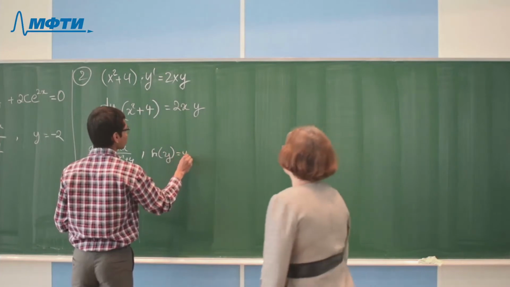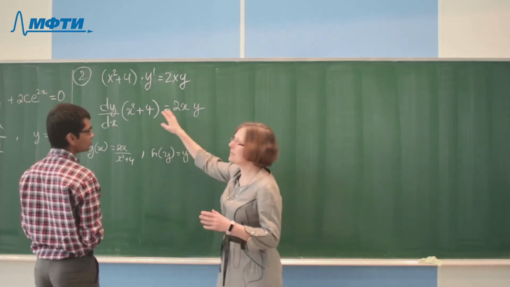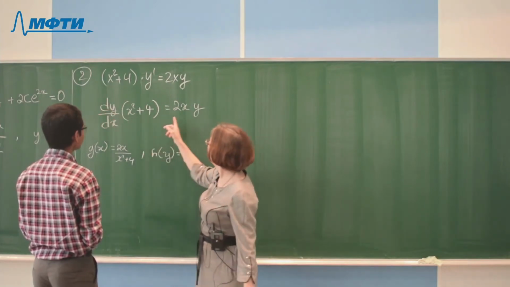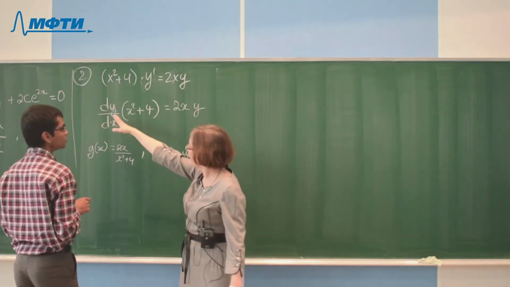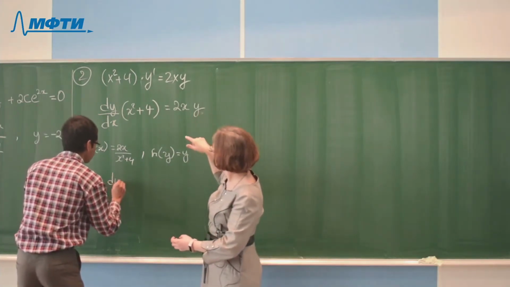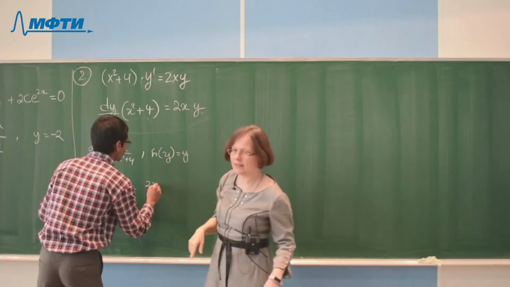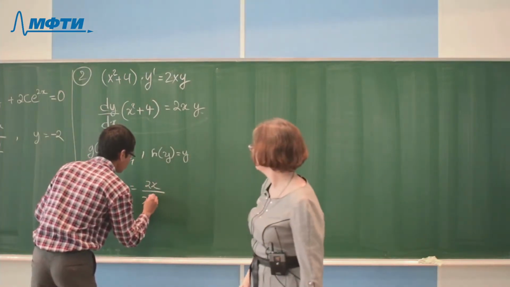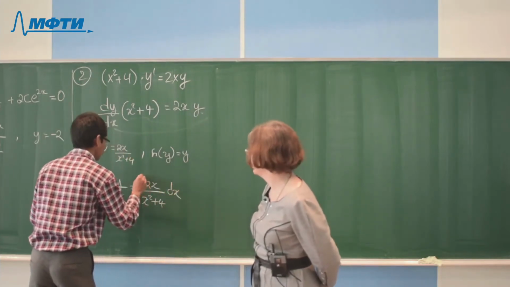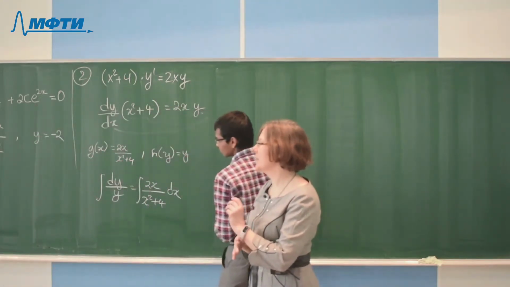Okay, so you need not write the functions. We're not interested in these functions. So just separate variables. You have dy on the left, and your goal is to gather all the variables y on the left. You can see y here, so you should divide by y, and you should move dx and x squared plus 4 to the right, times dx. Correct.